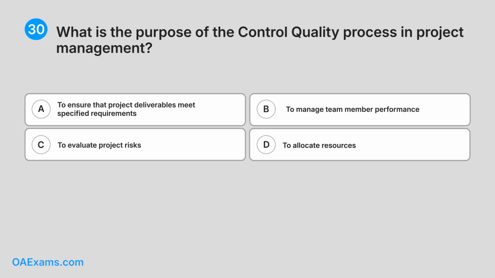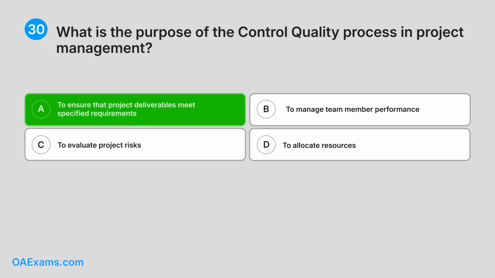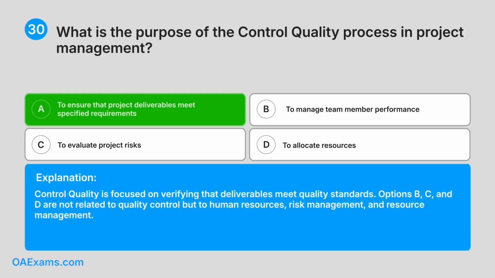Correct answer. A. To ensure that project deliverables meet specified requirements. Explanation: control quality is focused on verifying that deliverables meet quality standards. Options B, C, and D are not related to quality control but to human resources, risk management, and resource management.